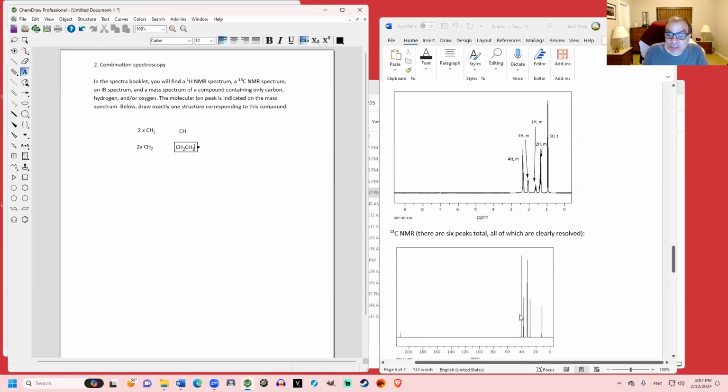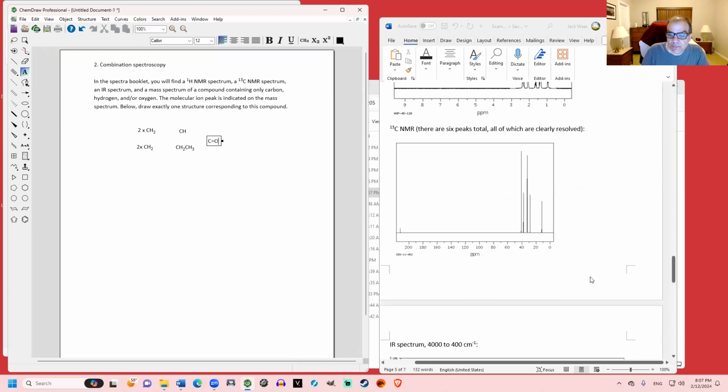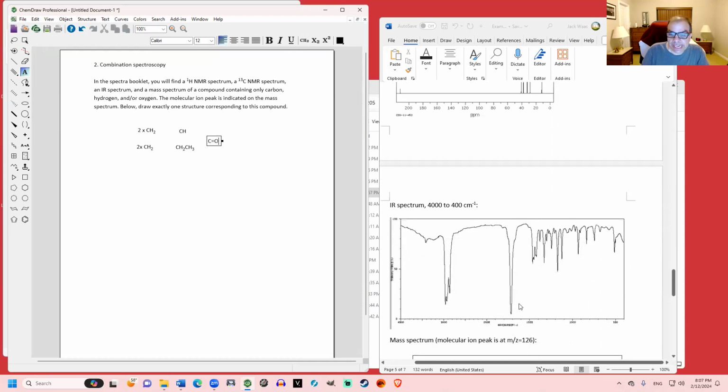In the carbon NMR, there are 6 types of carbon, one of which is a carbonyl. That's the only way it would show up down there. And then there's 5 other types of carbon. So let's also write down C double bond O. We know from the carbon NMR that we have a carbonyl. The IR also shows the presence of a carbonyl at about 1720. And it also shows us that all of the CH stretches are sp3 hybridized carbons. So we know there's no carbon-carbon double bonds.